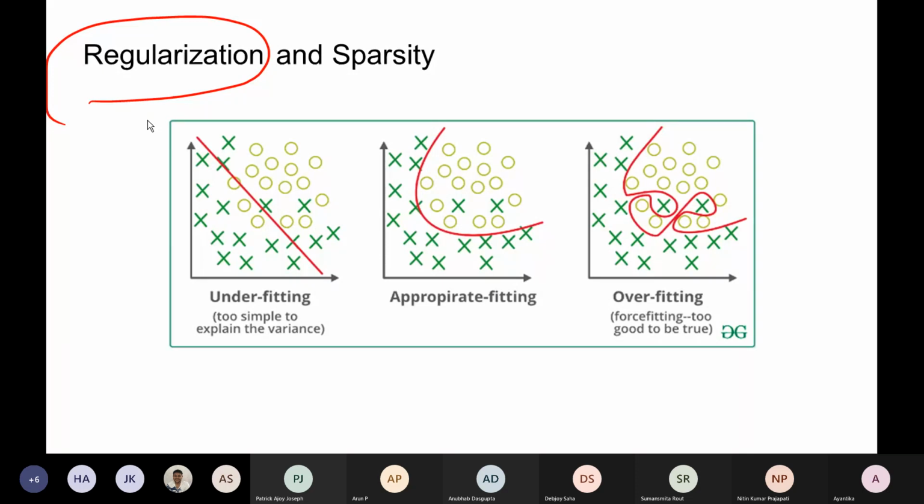Have you heard about this term regularization? Hello, am I audible? Is it to avoid overfitting? Yes, to avoid overfitting. Correct. Anything else? You can comment on that. Okay, I'm explaining. No problem.